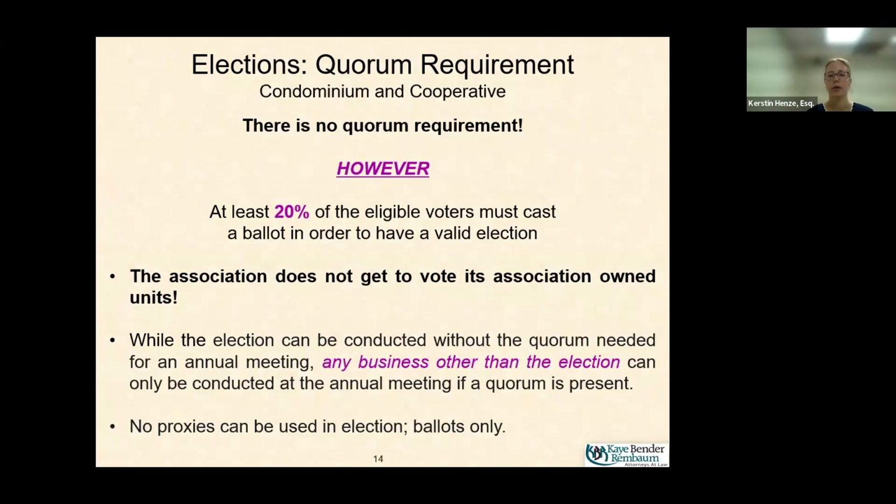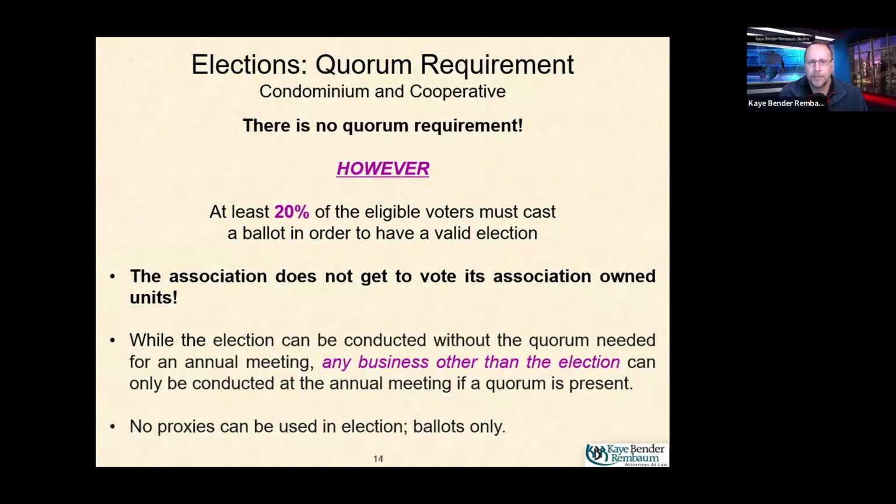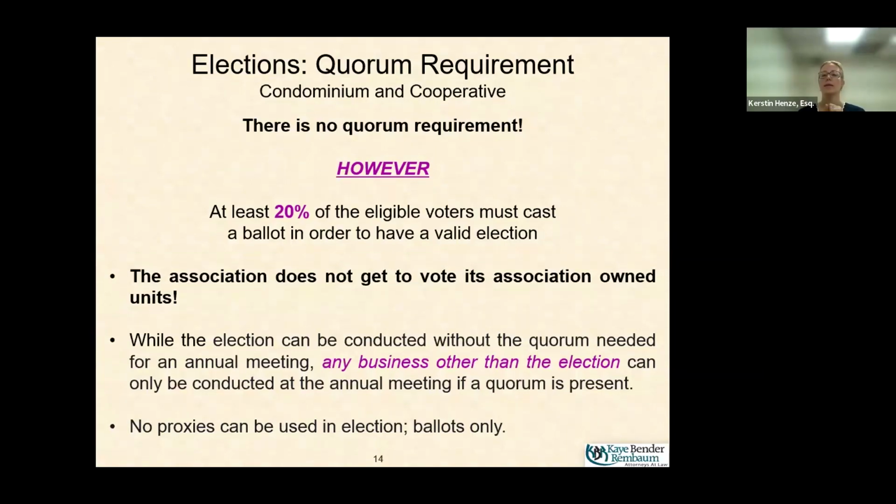All right, election and quorum requirements. For condominiums and cooperatives only, there is no quorum requirement to conduct an election. The only requirement to have a valid election is that you have at least 20% of the eligible voters cast a ballot. So you have to have at least 20% of the units submit an election ballot. If you do, then your election can proceed regardless of whether or not there's quorum in attendance at the annual meeting.